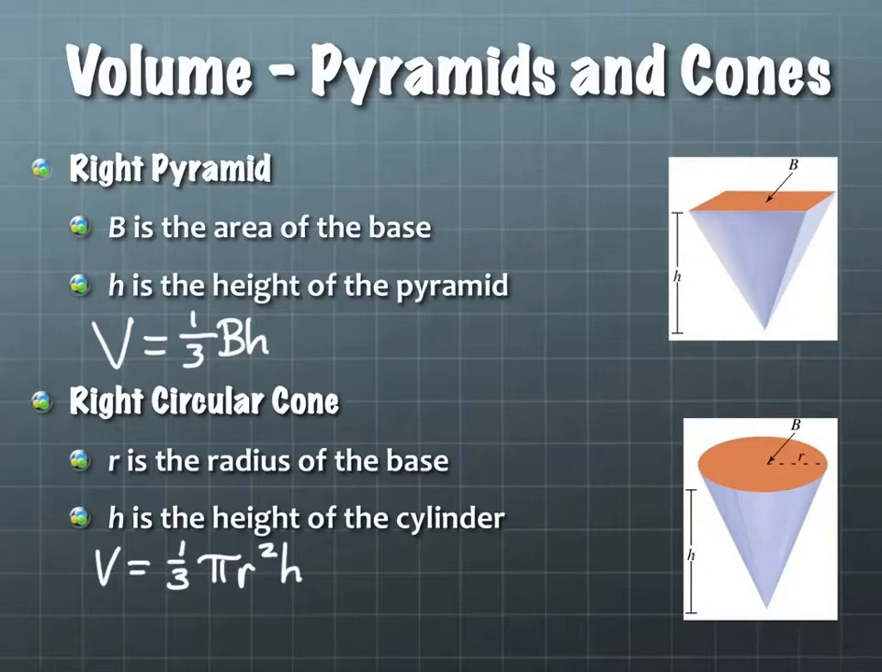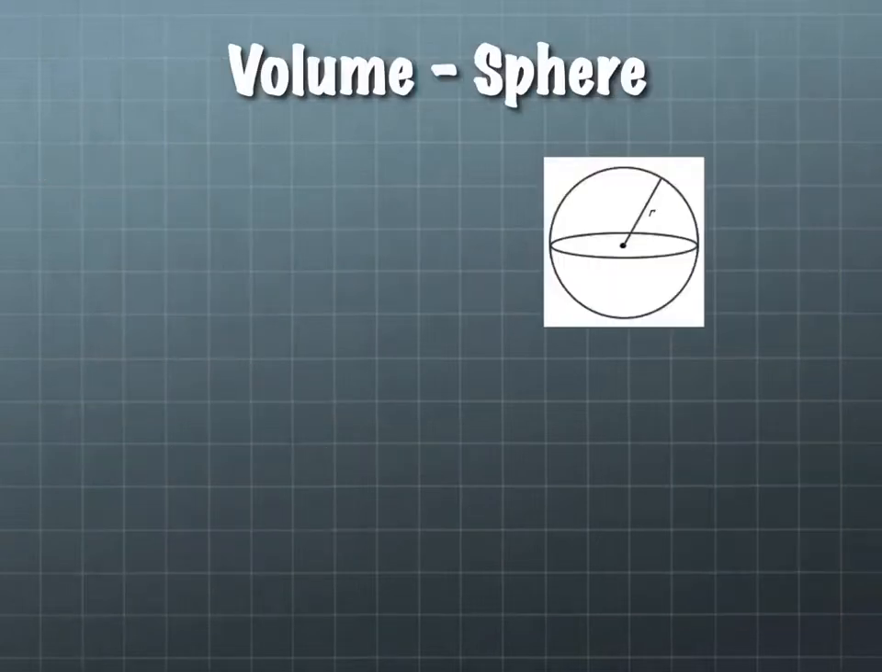And our last shape that doesn't sort of fit in those two categories is a sphere. And the volume for a sphere is actually 4/3 pi r cubed.